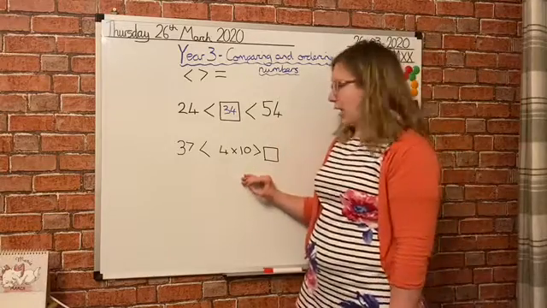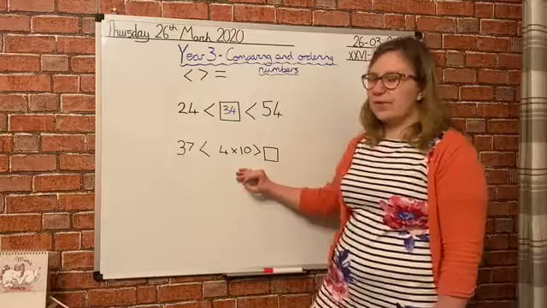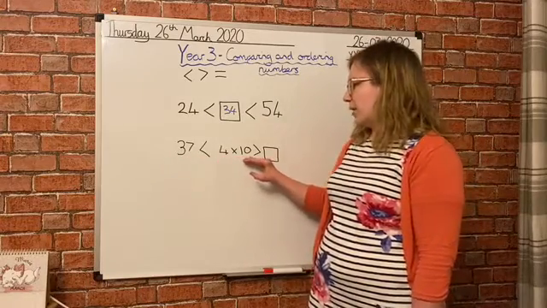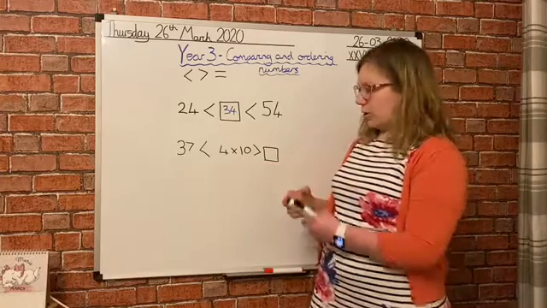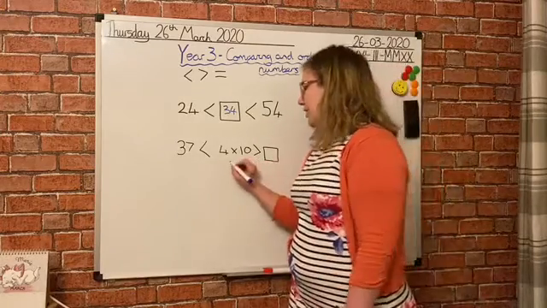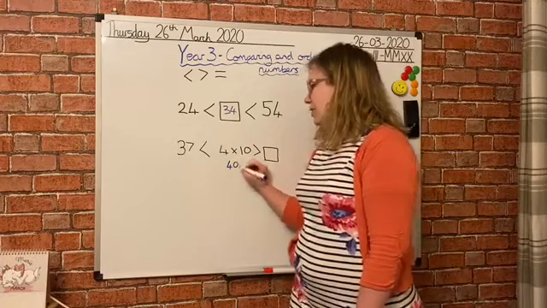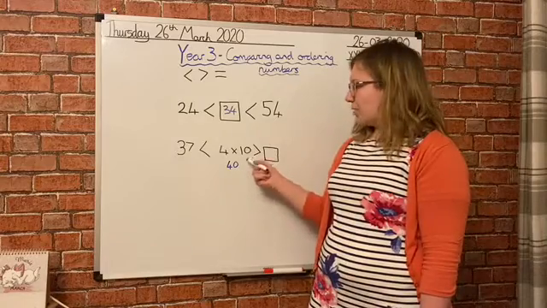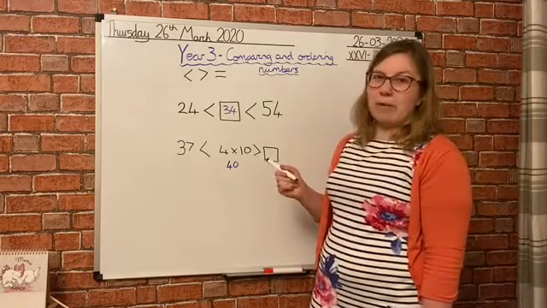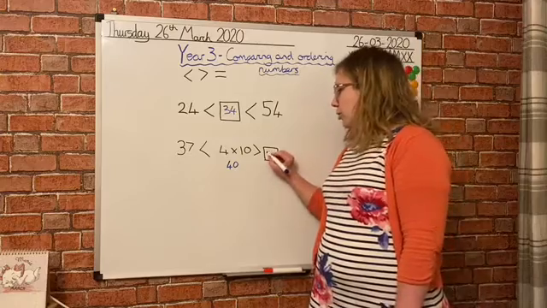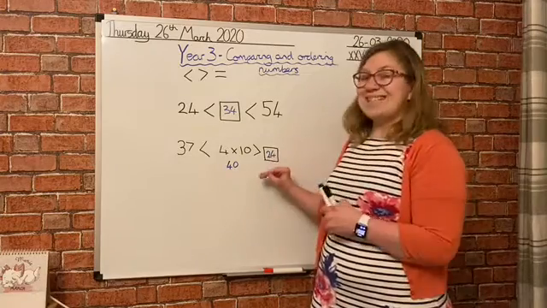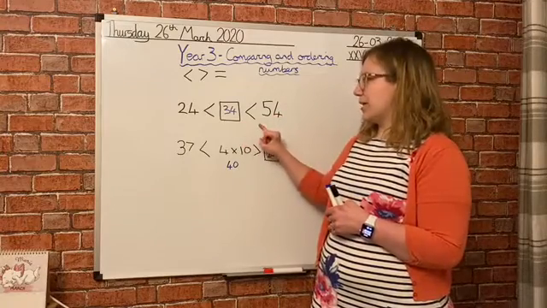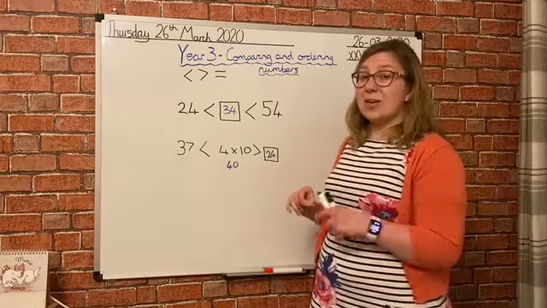The second one here, we've got a calculation in the middle of our sequence. So we've got 37 is smaller than 4 times 10, which is bigger than something. So I can work out what 4 times 10 is. 4 times 10 is 40. So we are saying that 37 is smaller than 40, and 40 is bigger than, I just need a number smaller than 40 here. I could put 24. Today's work, you're going to find some sequences just like this where you're going to have some missing numbers and potentially some missing symbols. So let's practice missing symbols next.